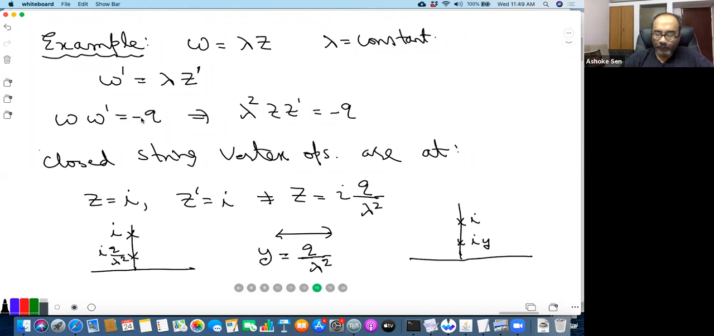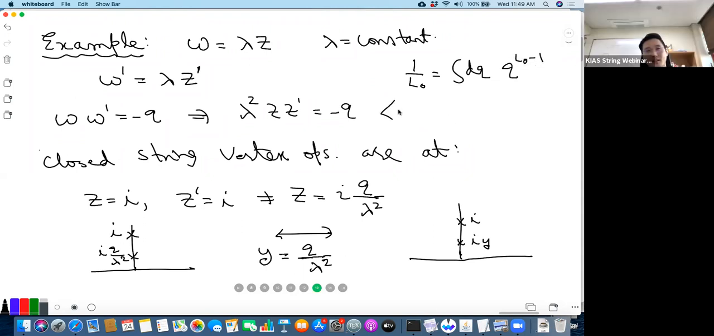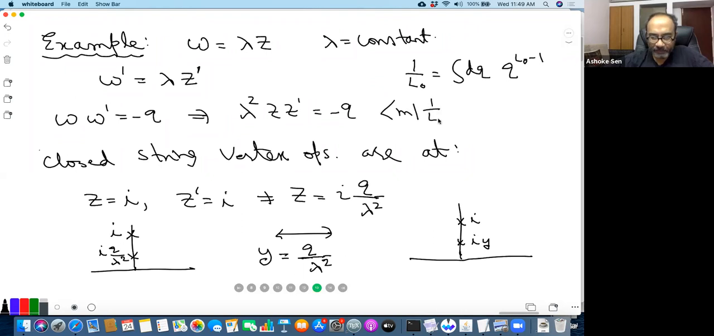If you look at the Siegel gauge propagator, which is 1 over L0, you are representing 1 over L0 as integral dq q to the L0 minus 1. Now if you take the matrix element between two states m and n, it is integral dq of the matrix element of q to the L0 minus 1. Basically it takes the state n and scales it by this q, because L0 is a scaling operator.